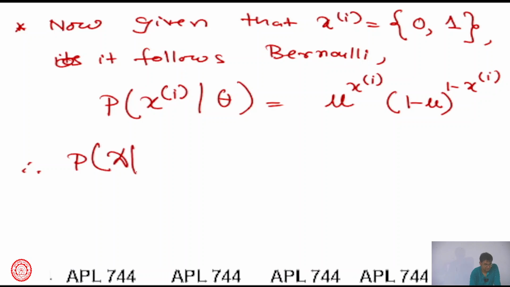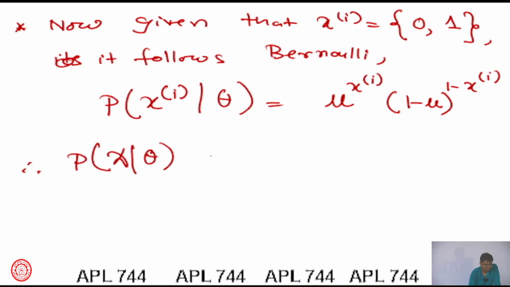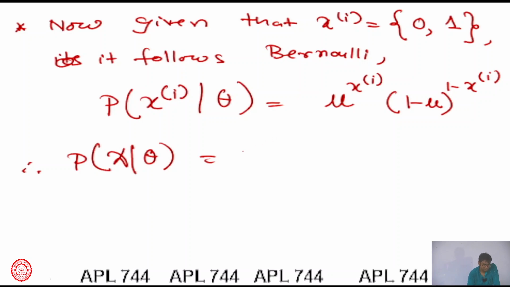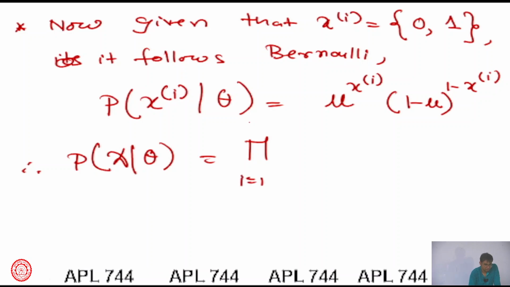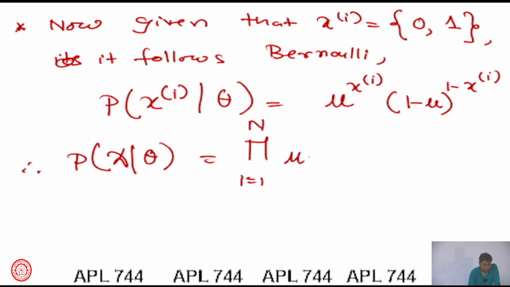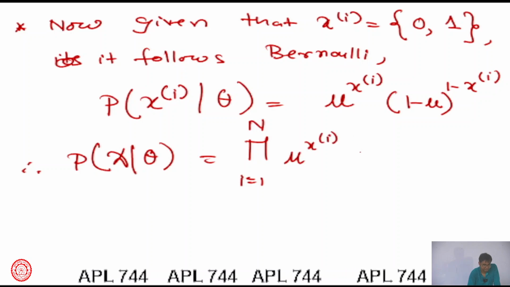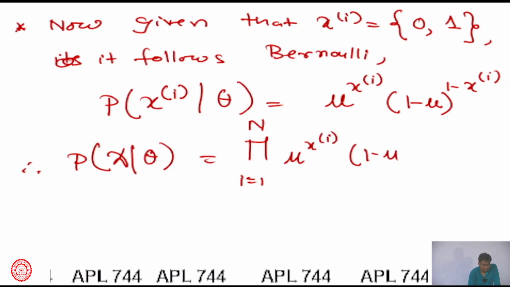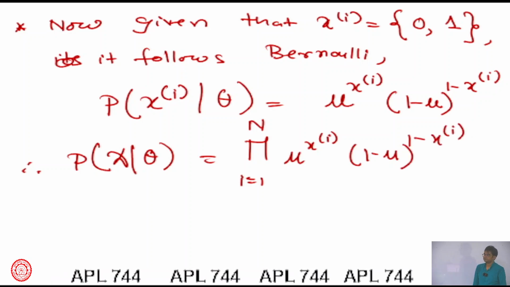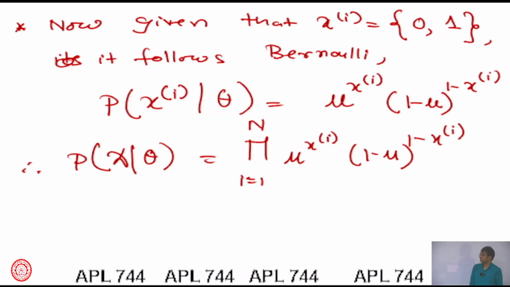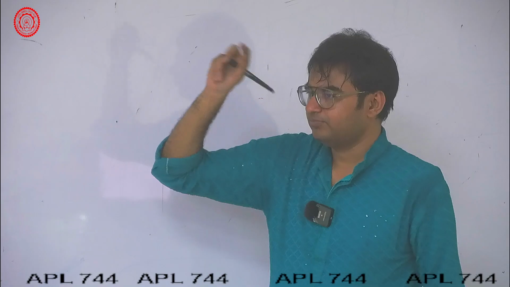So, I got my likelihood, therefore, probability of D given theta is equal to the product from i equal to 1 to n of mu to the power x_i times 1 minus mu to the power 1 minus x_i, right. Now, this likelihood is Bernoulli because it is a coin tossing example.